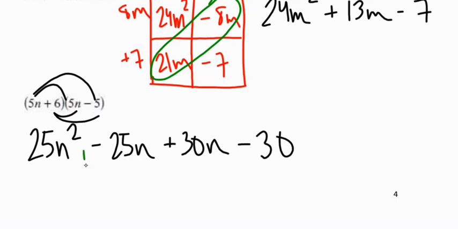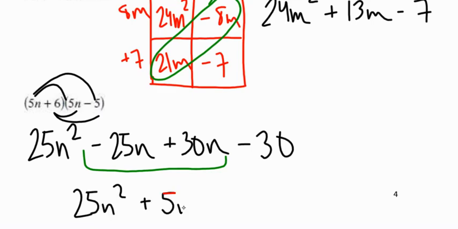Combining like terms, I have these terms that are like. So I have 25n squared plus 5n minus 30.